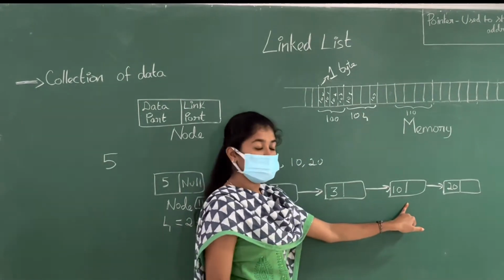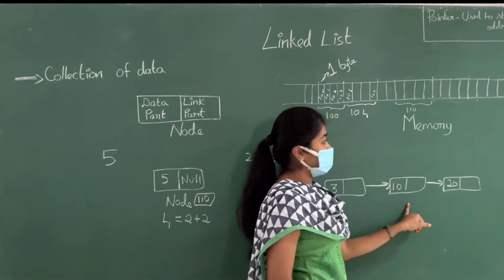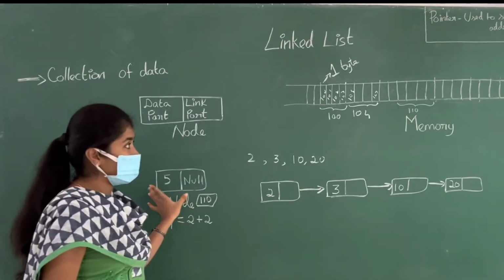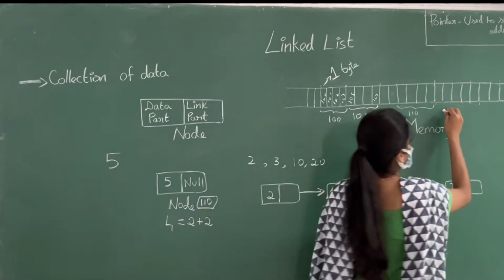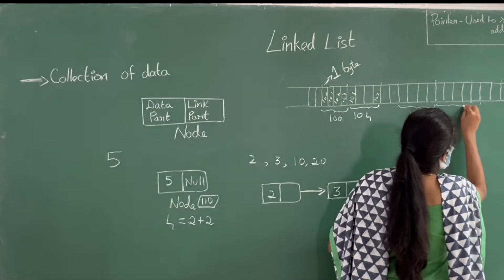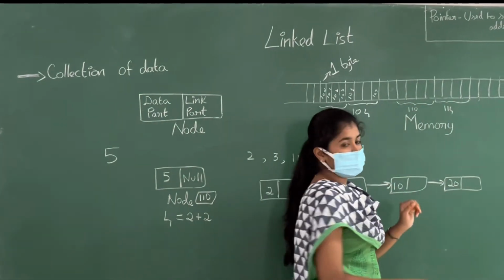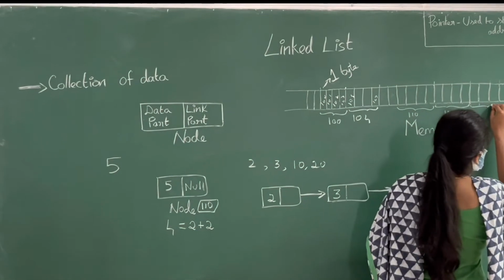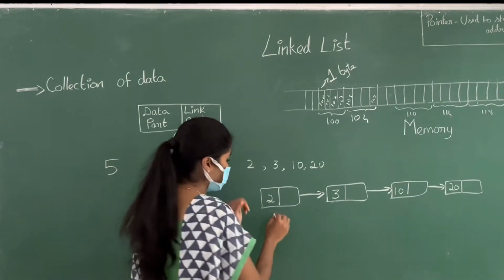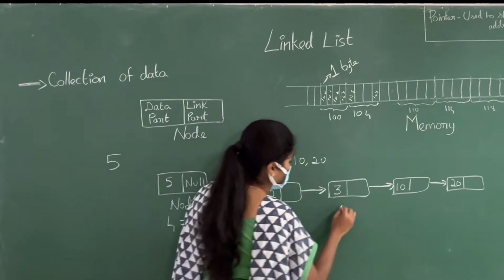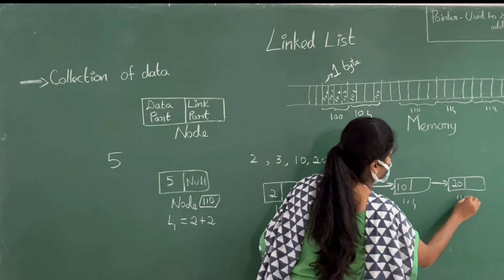Then where will this node be stored? Let us see the next byte. But only 2 bytes are available, because we have already stored the element 5 in the location 110. So we are going to store this here, at 114. Then where will this node be stored after this? 118. So let us write down the addresses. This node is stored at the address 100. This is 104. This is 114, 118.